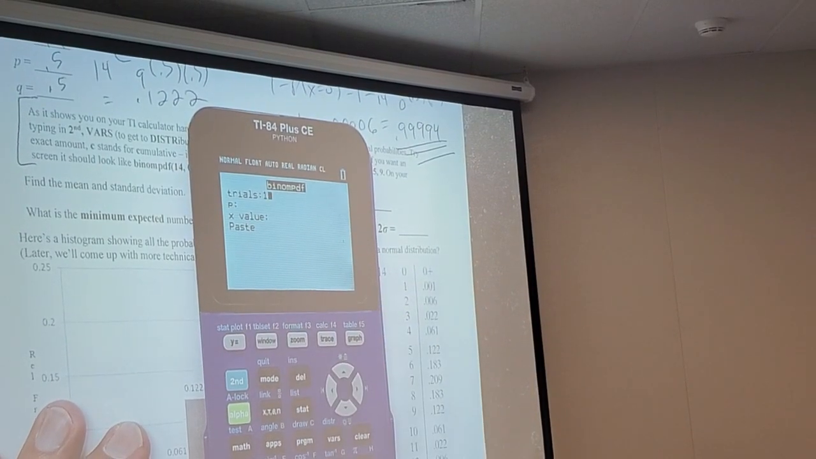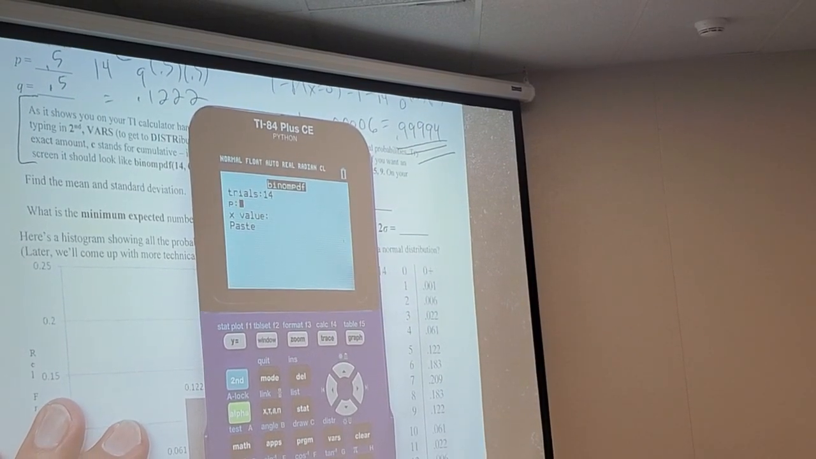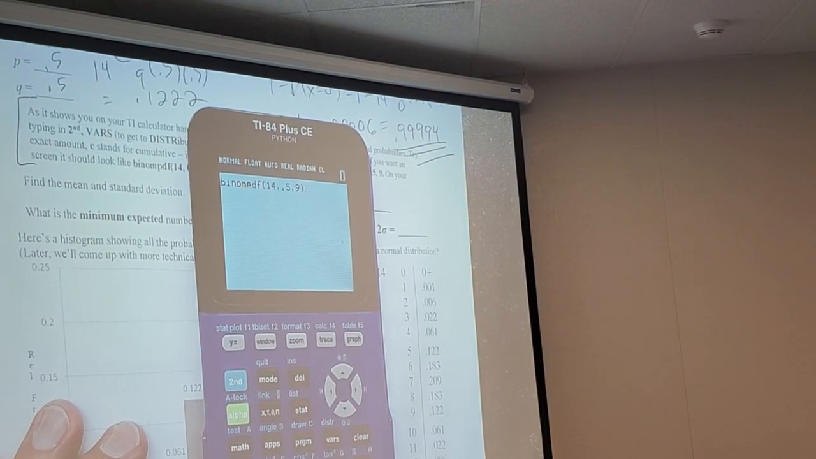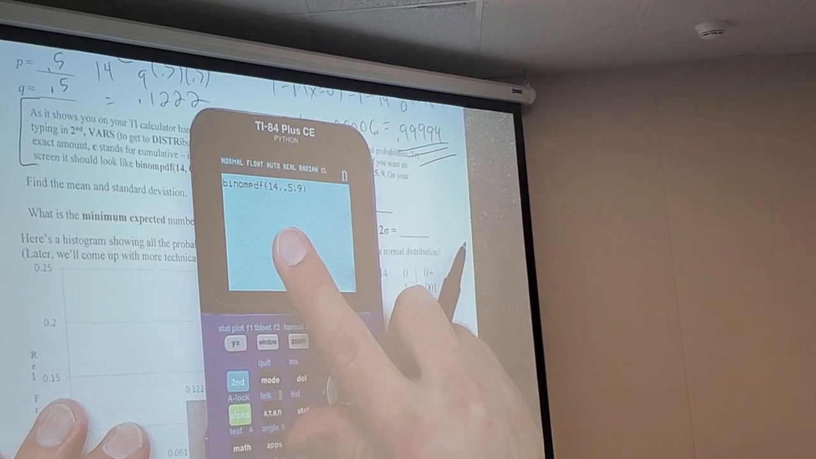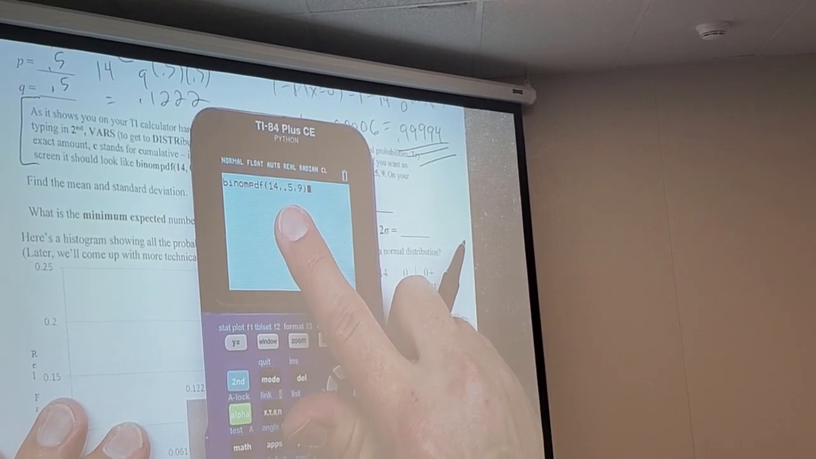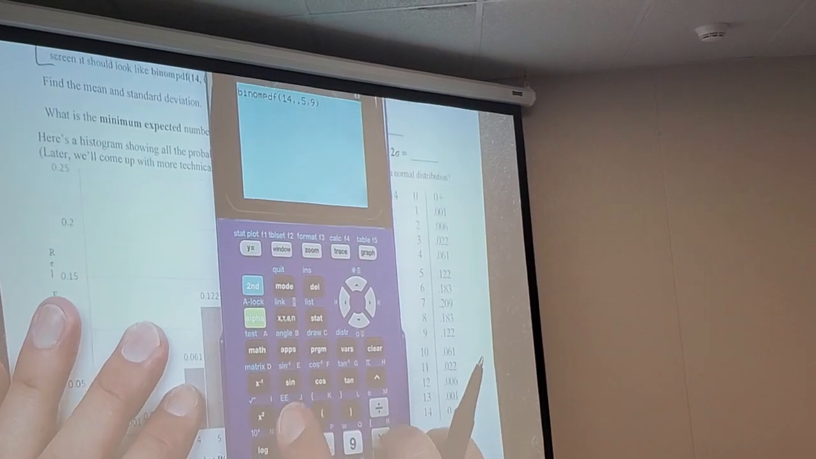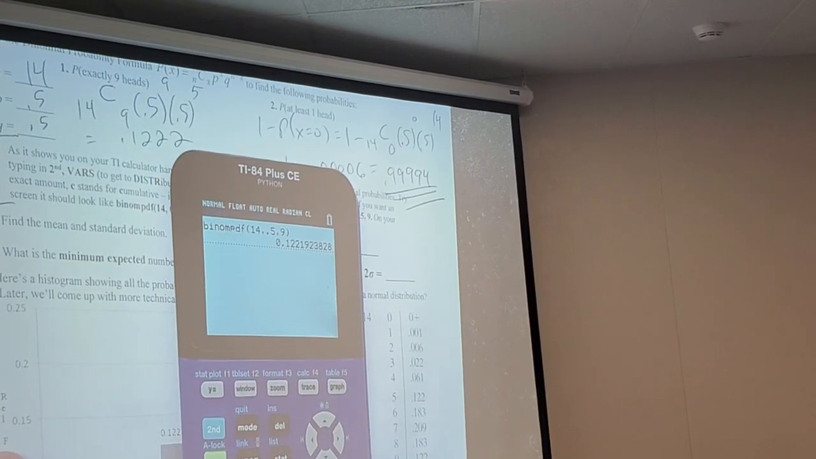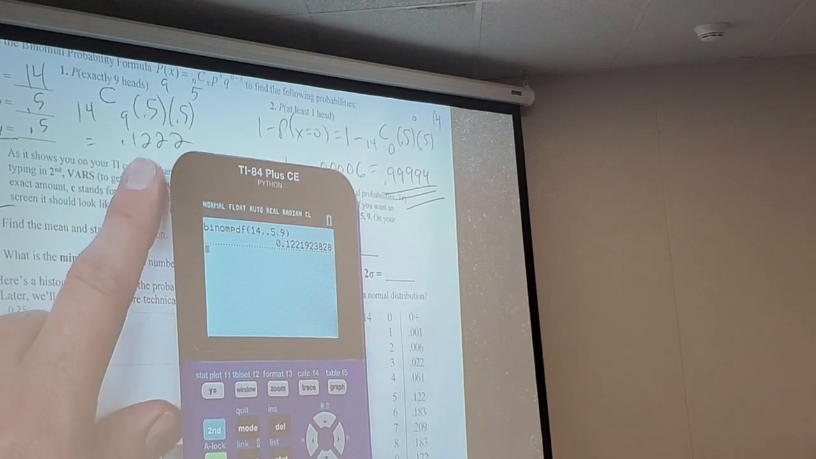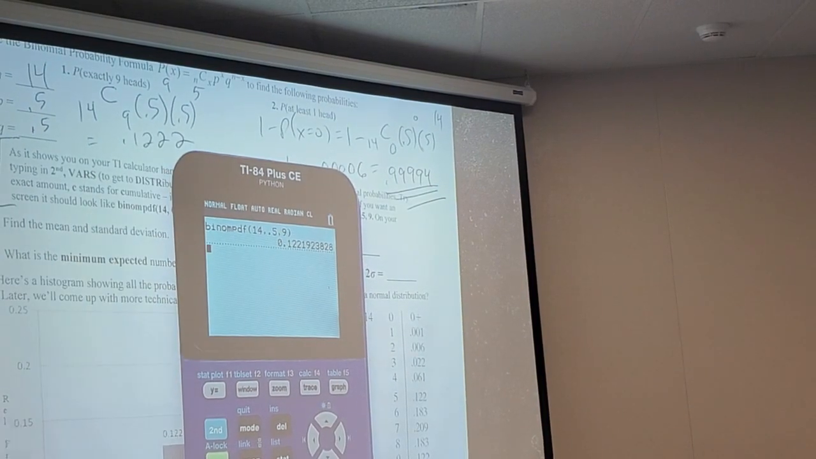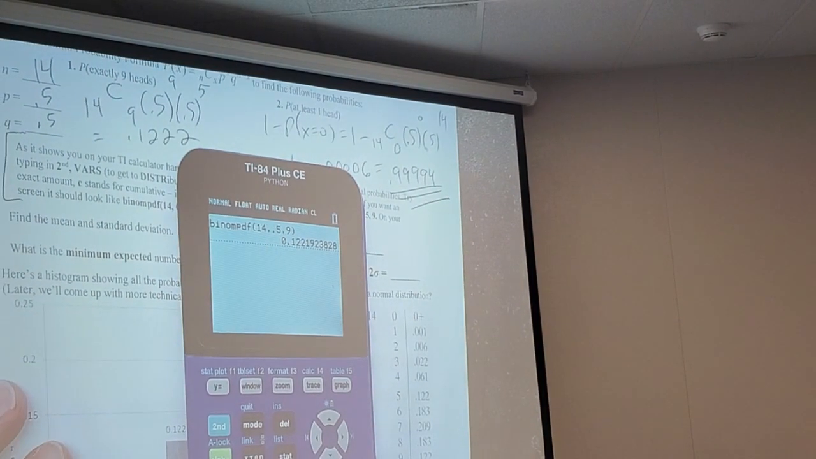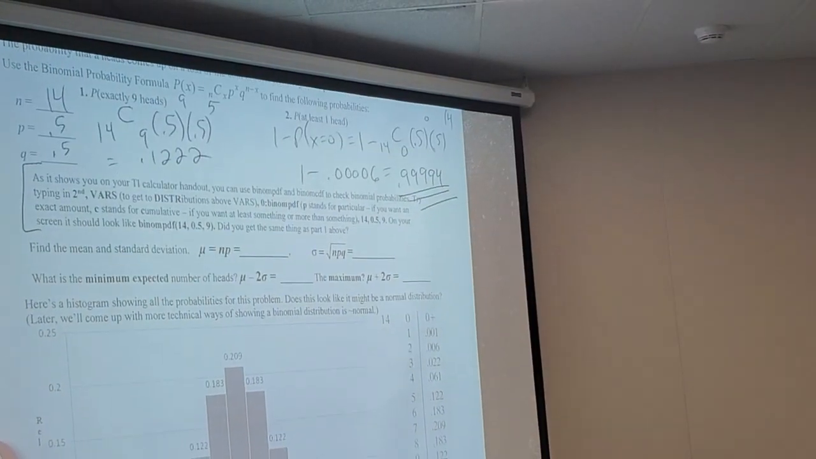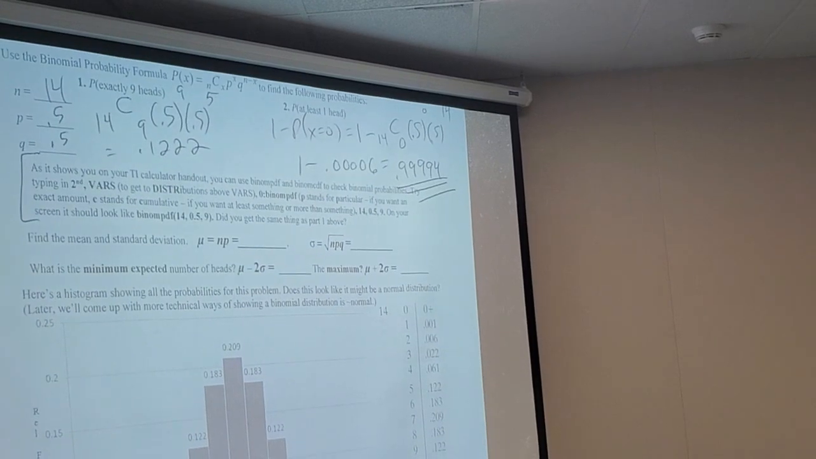So now we have 14 trials, 0.5, and I want 9 successes. So that's what it will look like. There you go. That's what yours should look like. Now you all see why you have a comma on your calculator, right? That's the same answer we got here, right? CDF would be if I want the probability that it's less than 5 or something, then you can do up to 4.